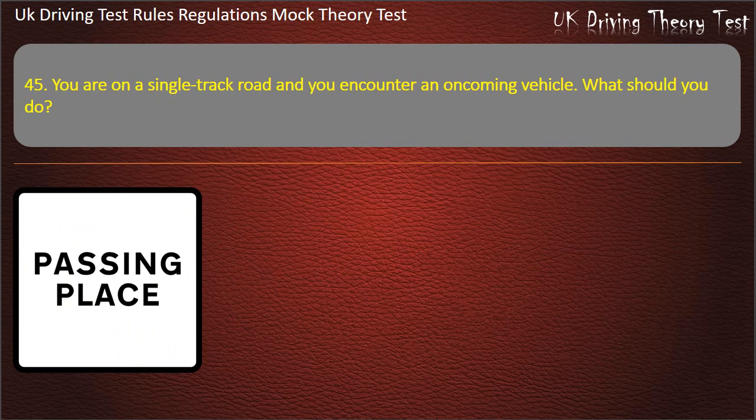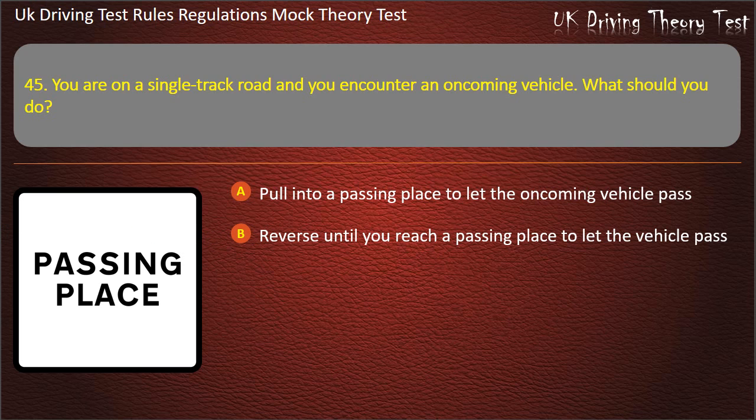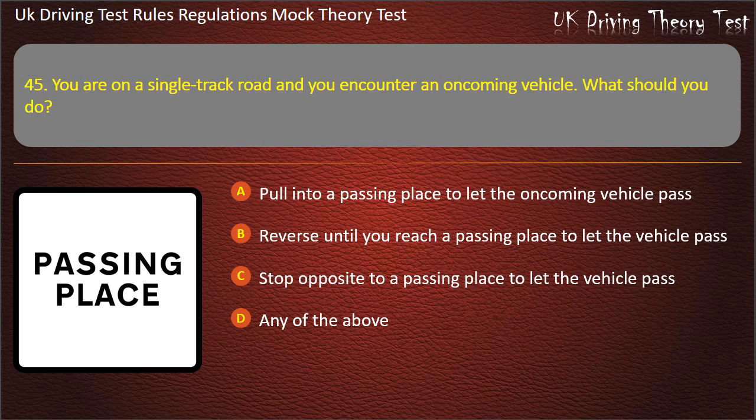Question 45. You are on a single track road and you encounter an oncoming vehicle. What should you do? Pull into a passing place to let the oncoming vehicle pass. Reverse until you reach a passing place to let the vehicle pass. Stop opposite to a passing place to let the vehicle pass. Any of the above. Answer. Any of the above.